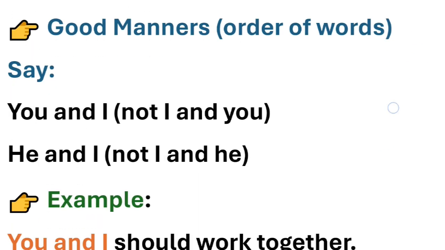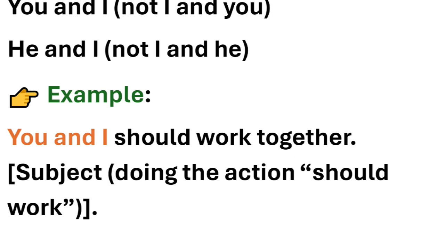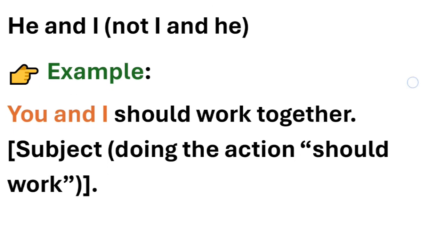So after this, we'll talk about next point, which is good manners, order of words, how to use the words in which kind of order. We have to use you and I and not I and you. This is the correct order. You and I, and he and I, and not I and he. Remember, you and I and he and I. For example, you and I should work together. You and I, this is the correct order.